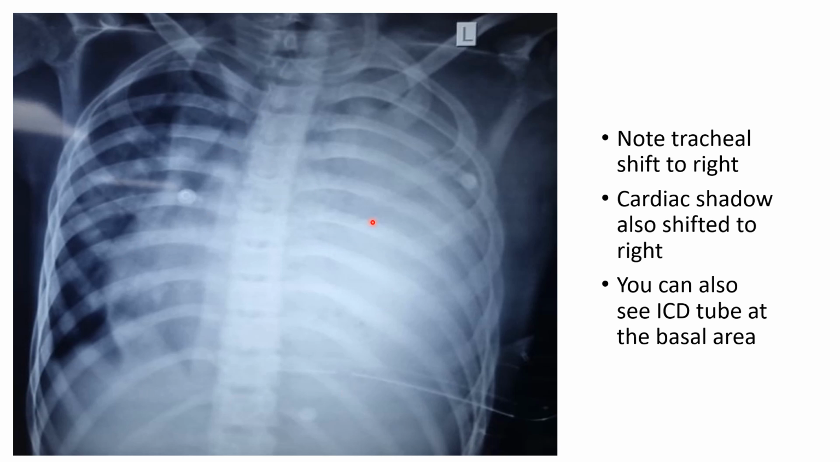So what about the cardiac shadow? This is the left side of the lung. The cardiac shadow is supposed to be somewhere here, right? But then you are finding it is grossly shifted to this side. This cardiac shadow is a marker for the mediastinal shift. So whiteout with shift of trachea to the opposite side and the mediastinum to the opposite side, the first differential diagnosis is a massive effusion. You can also see an ICD that has been put in; maybe this X-ray was taken immediately after putting the ICD.